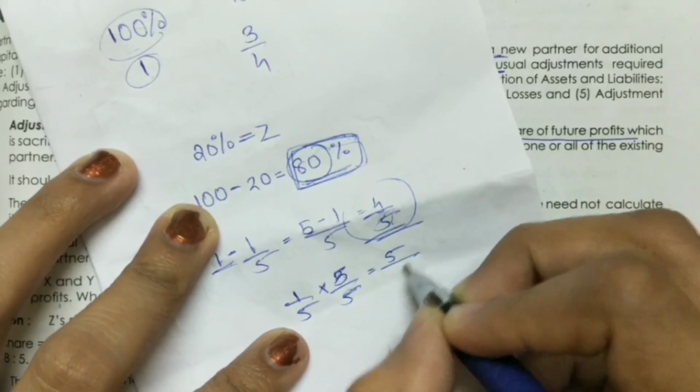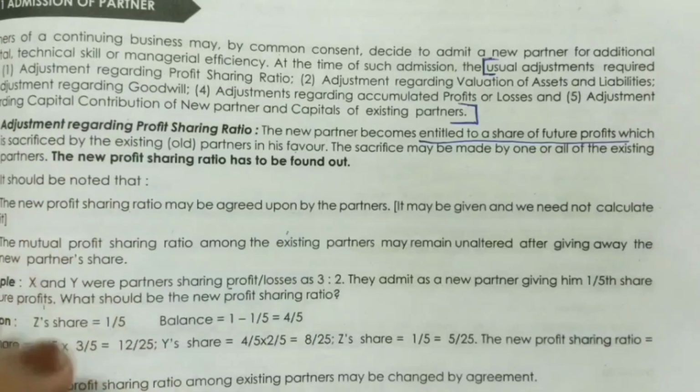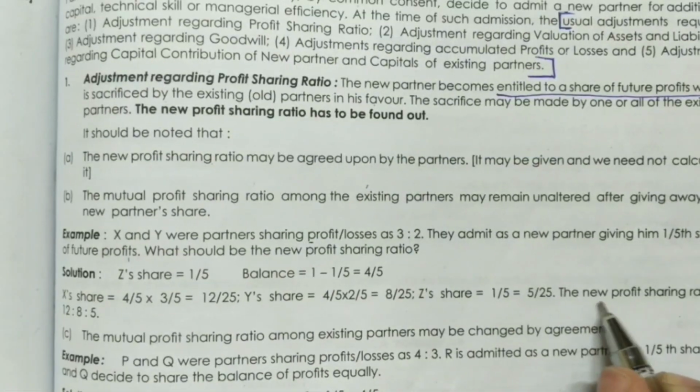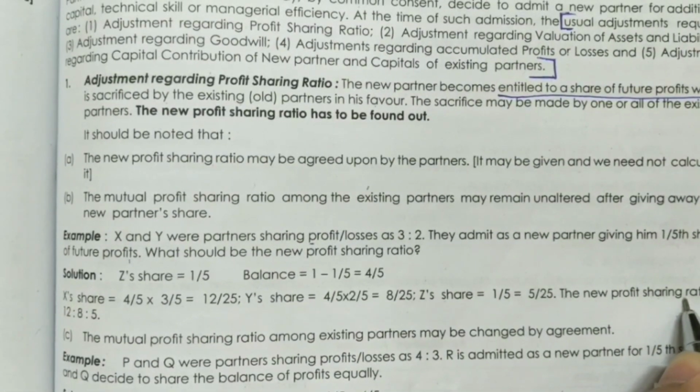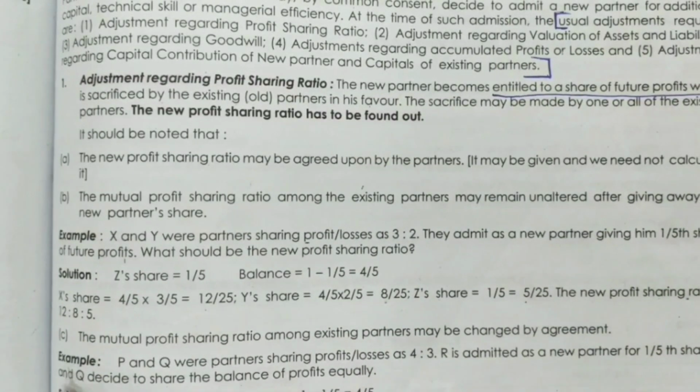So what happened here is that the mutual profit sharing ratio between the existing partners didn't change, because the balance share 4/5 was shared among the existing partners in their old profit sharing ratio only. We gave 3/5 of 4/5 to X and 2/5 of 4/5 to Y. So that is what we are explaining in the second point. I hope this point is clear to you.